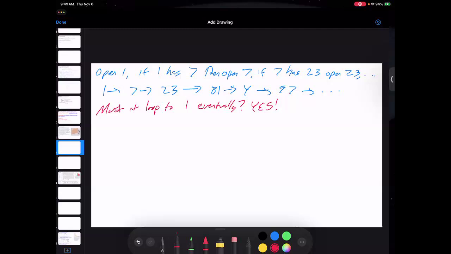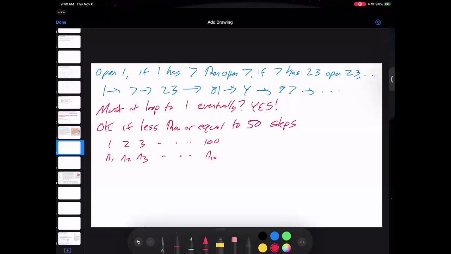What's the only way that we have trouble? Well, if it takes more than 50 steps to loop back. So, okay, if less than or equal to 50 steps. What we're really doing is we have a permutation. Here we have the numbers 1 to 100, and maybe it's n1, n2, n3, ... n100.